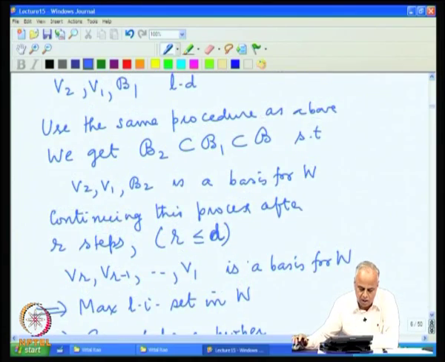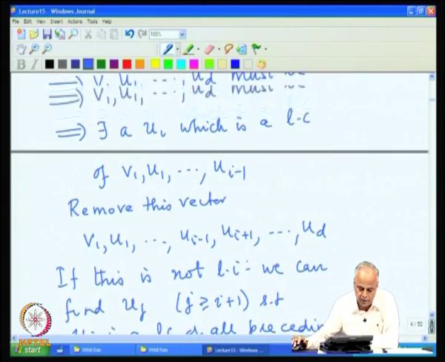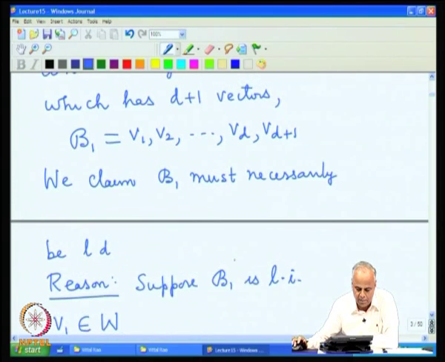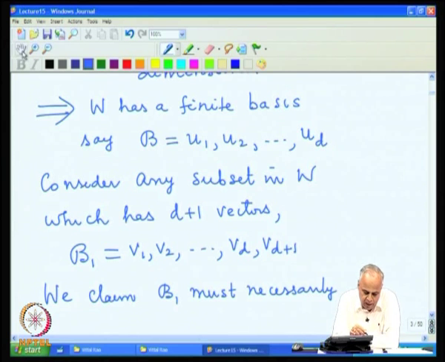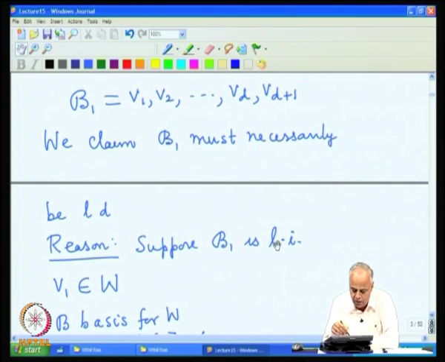So, let us go over the argument one more time. We have started with a finite dimensional subspace and therefore, this finite dimensional subspace we are assuming must have a finite basis, and we are assuming a basis which has d vectors. And then we wanted to claim that any d plus 1 vectors will form a linearly dependent set. To prove that, we assume the contrary. Suppose it is linearly independent.